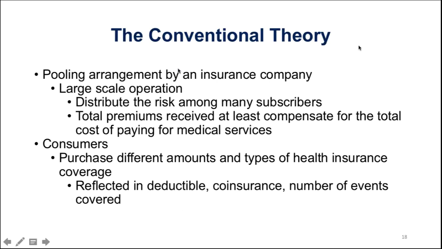So the conventional theory suggests that this pooling arrangement by an insurance company, through large-scale operation, distributes the risk among the many subscribers, from the high-use, frequent users to the lower medical care users, and the total premium received at least compensates the total cost of paying for medical services. The consumers then purchase different amounts and types of health insurance coverage, of course based on their own available information about their needs for medical expenditure, and this is reflected in the deductible, co-insurance, and number of events covered.